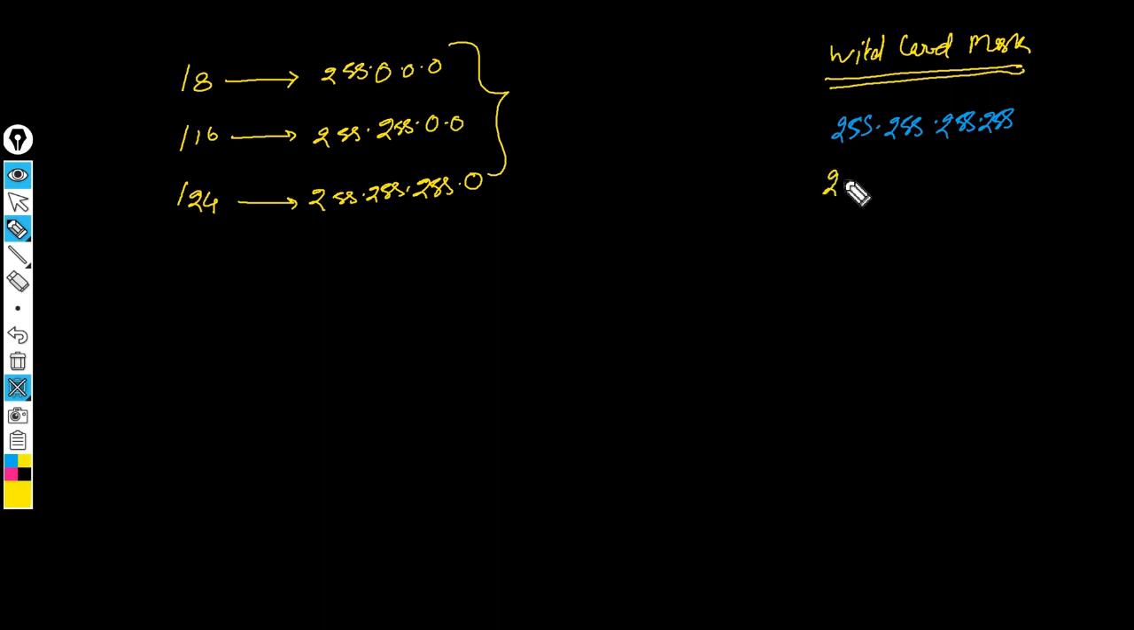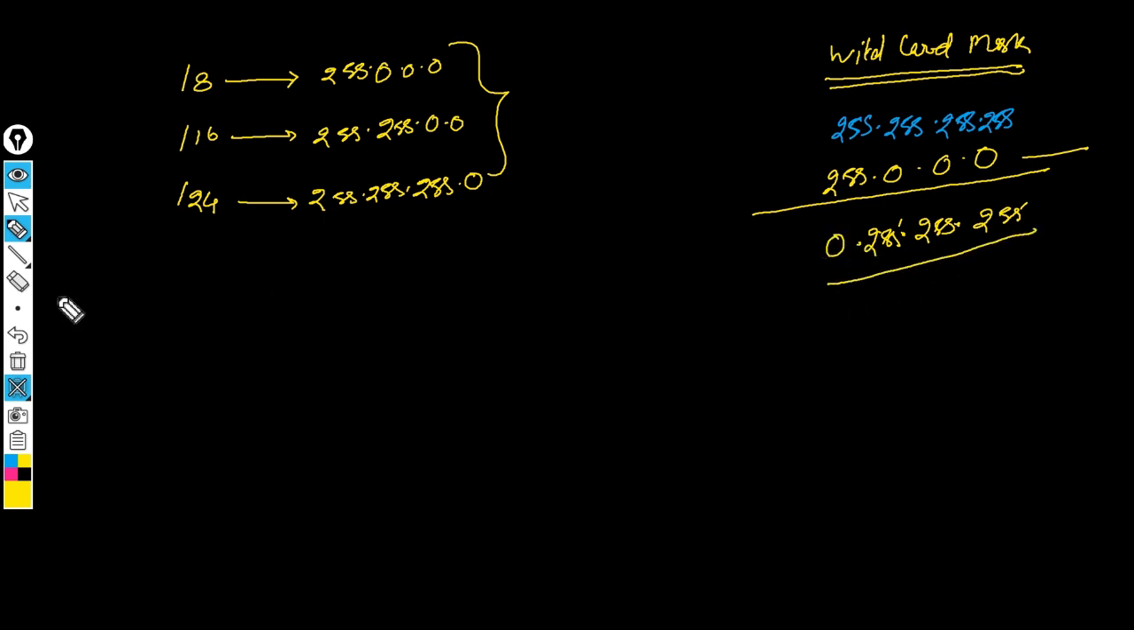So you need to subtract. 255.255.255.255 minus 255.0.0.0. Now tell me what happens here. The first octet will be 0, this will be 255, this will also be 255, and this will also be 255. And this value will now be considered as your wildcard mask. So the inverse of the subnet mask, the opposite of the subnet mask, is nothing but your wildcard mask.